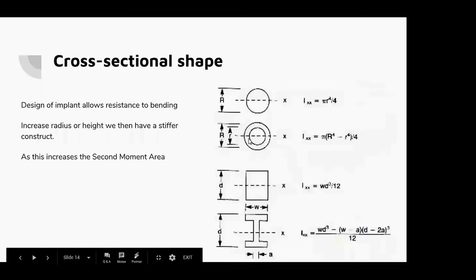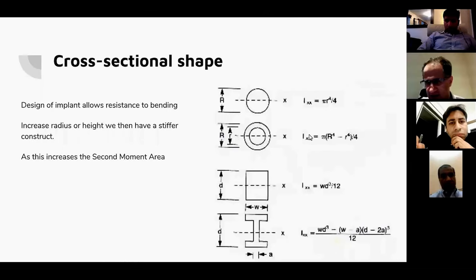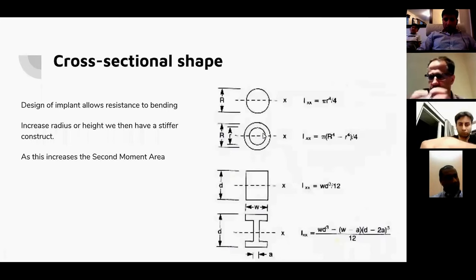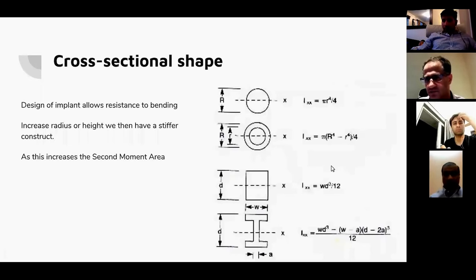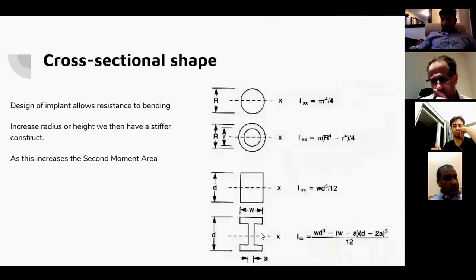The same principle applies to hollow nails. For the same amount of material, you can achieve a more rigid construct by using that material as a hollow tube. You can appreciate that there's far more material in this than there is in this, and for a small decrease in the proportion of your moment area. Okay.